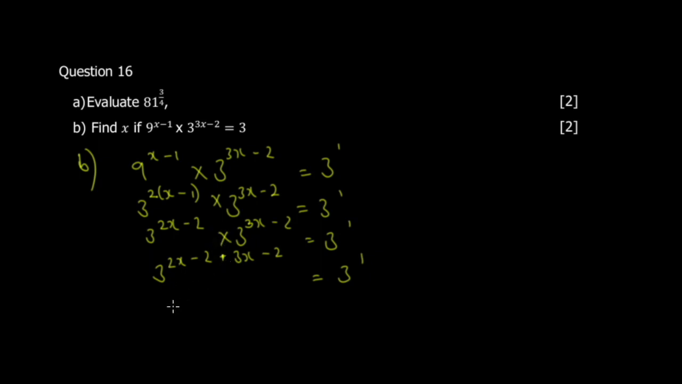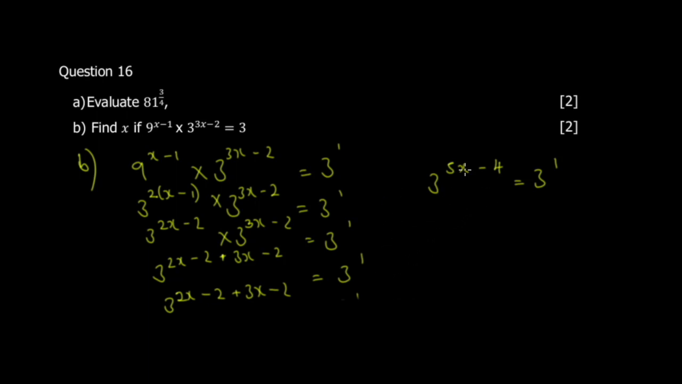So what do you get here? You get 3 to the power 2x minus 2 plus 3x minus 2, like this, equal to 3 to the power 1. So you get 3 to the power 5x minus 4 equal to 3 to the power 1 here.